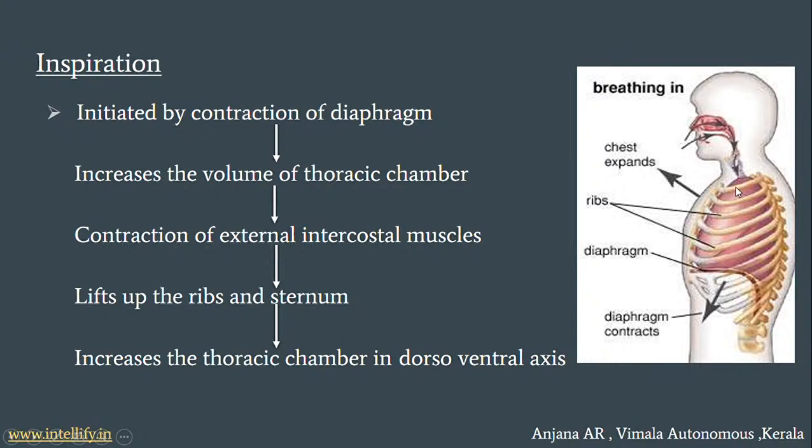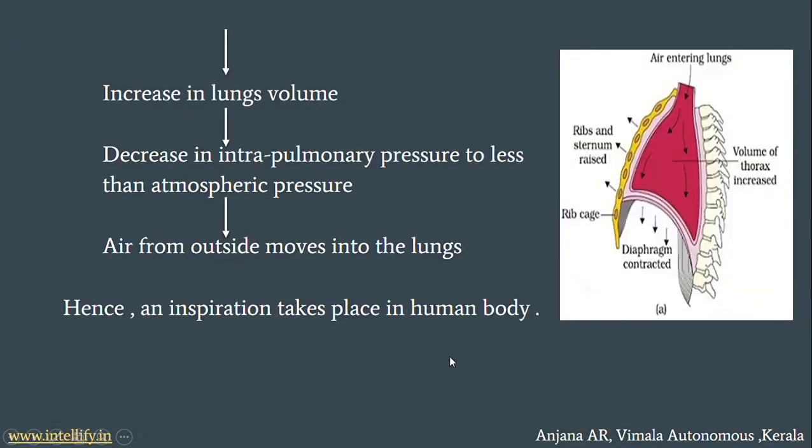So the total volume of the thoracic chamber increases by all these processes. The lung volume also increases by the contractions of the muscles, the increase in thoracic chamber volume, and the diaphragm contraction. We can see here that by the lifting of the ribs and sternum and the diaphragm contraction, the lung volume increases.